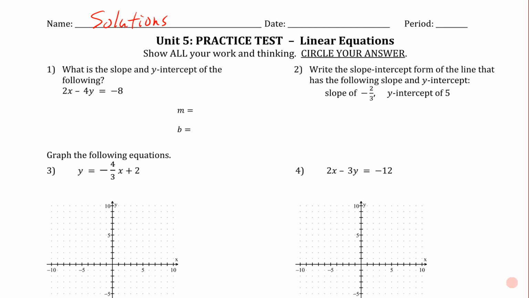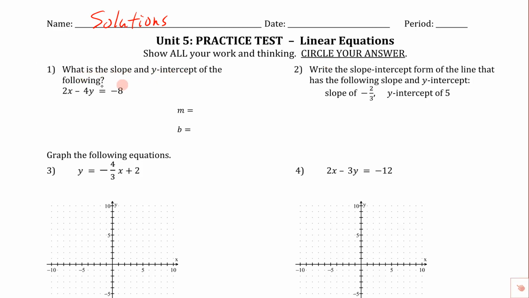We finished Unit 5, so let's make sure we're ready for the test. So here's the practice test. Let's just go through and make sure that we're showing all our work and thinking and make sure that we circle our answers. Show everything we need to make sure that whoever is correcting it knows that we know exactly what we're doing. So let's take a look at number 1.